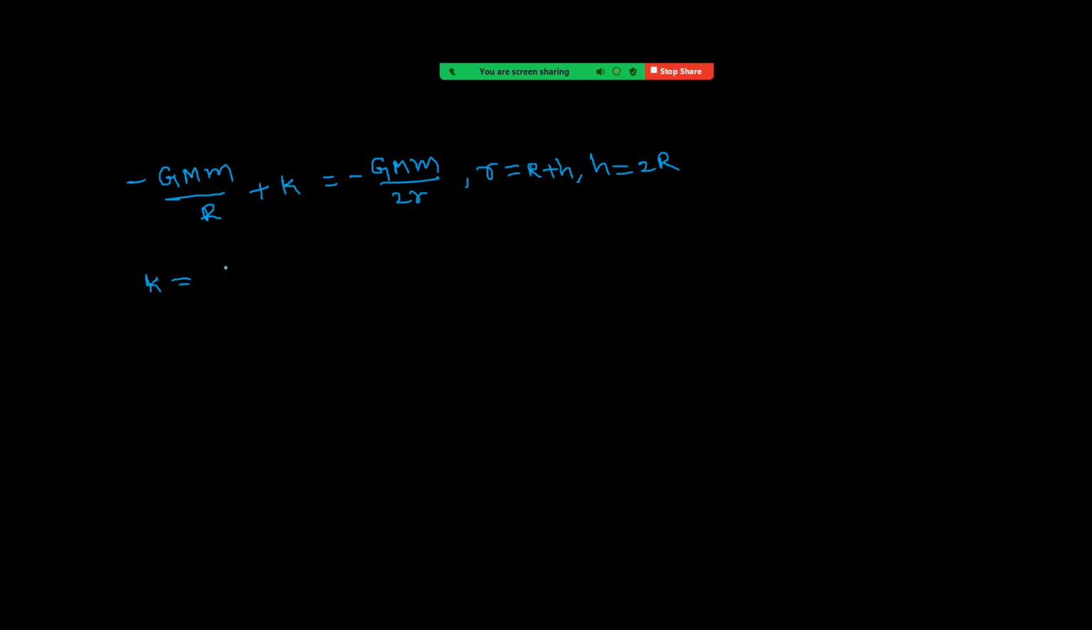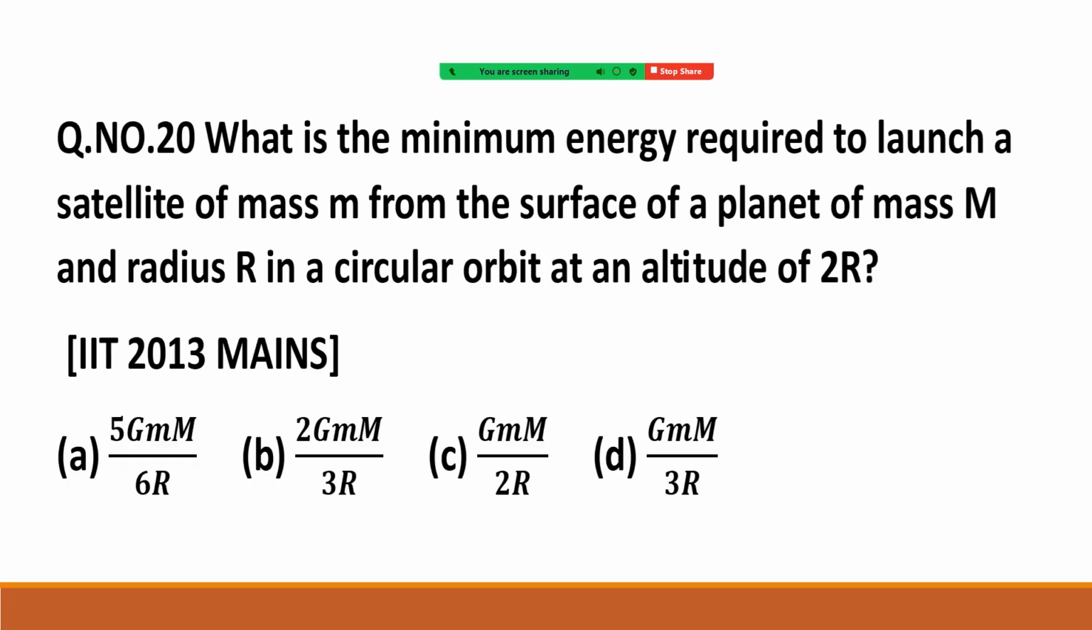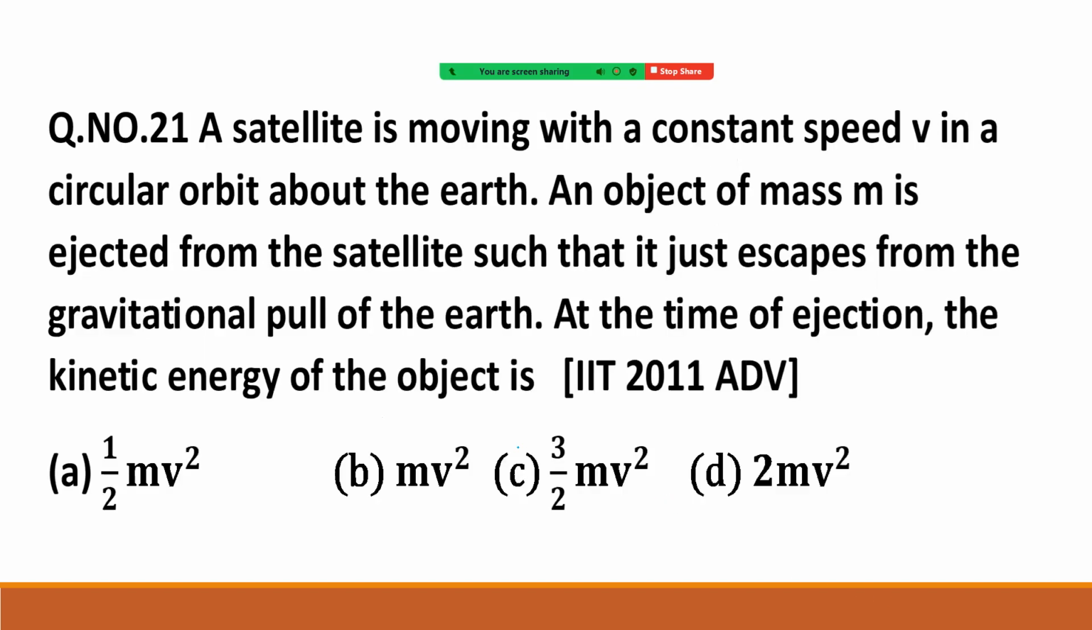Now substitute there, then K equals GMm by R minus GMm by 2 into 3R, it is 6R. Here you can take GMm by R common. Remaining is 1 minus 1 by 6, it is 5 by 6. So this is the minimum energy we have to provide. Very simple, direct one. This is a 2013 mains question. See the next problem.